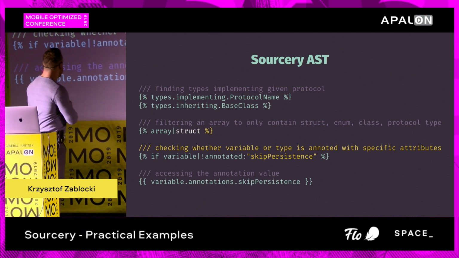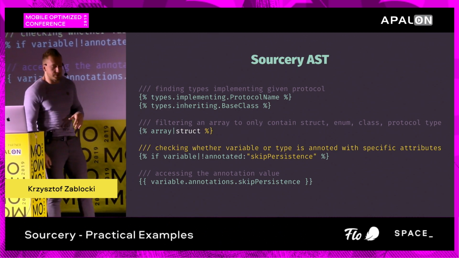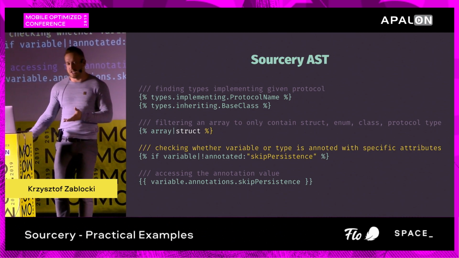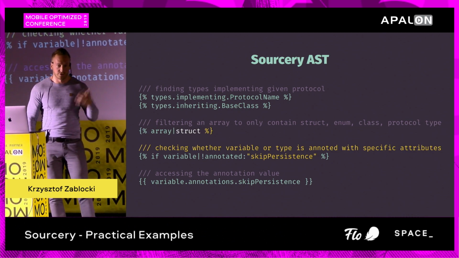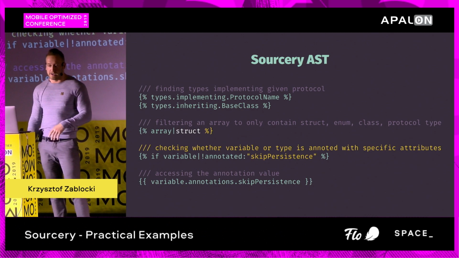So at the bottom here, you have variable.annotations.skipPersistence. And this is very handy, especially when you try to access keys. So let's say you want to do variable.annotations.json key for your codable implementation, or like JSON encoding. So it's really easy to access, it's really easy to define.